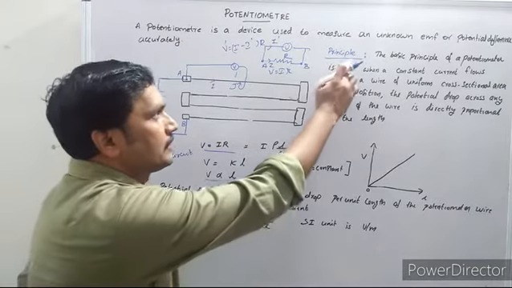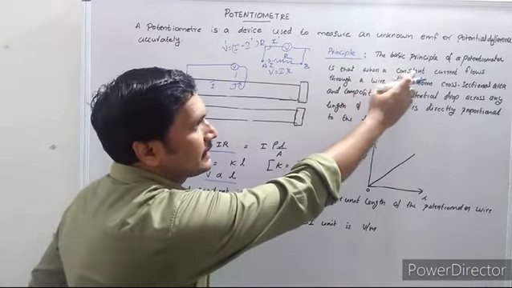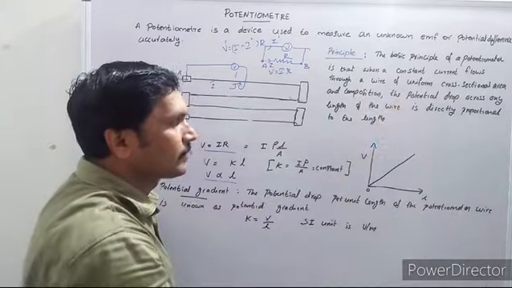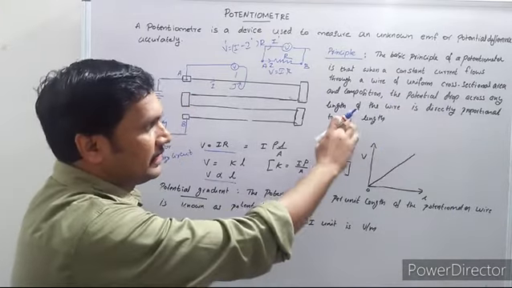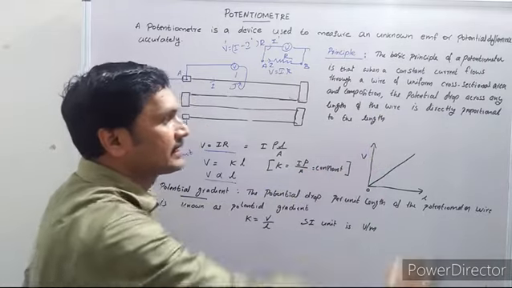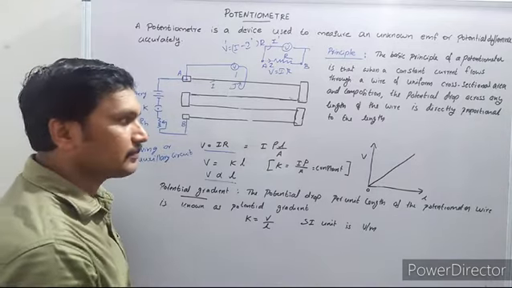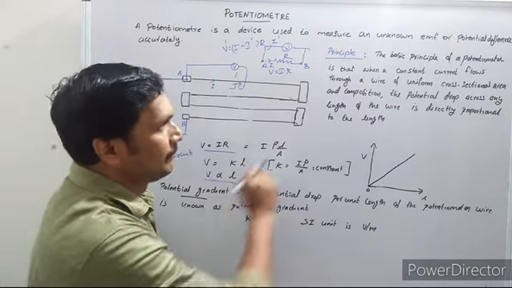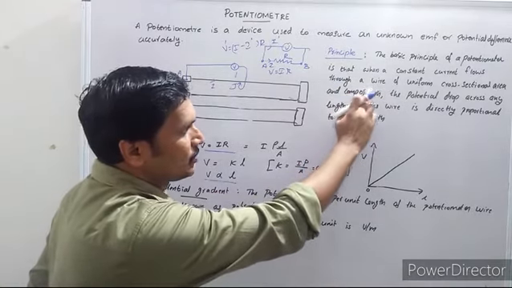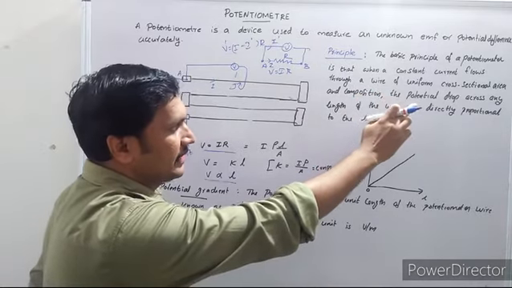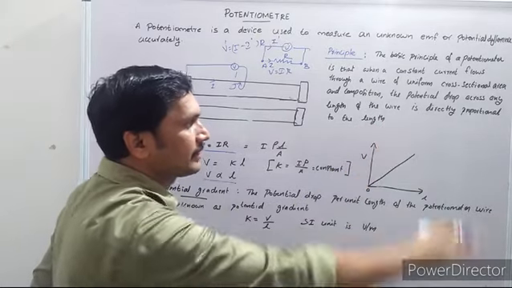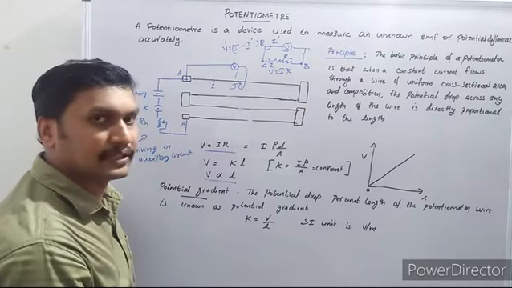The basic principle of potentiometer is that when a constant current flows through a wire of uniform cross-sectional area and composition, the potential drop across any length of the wire is directly proportional to the length. V is directly proportional to L.